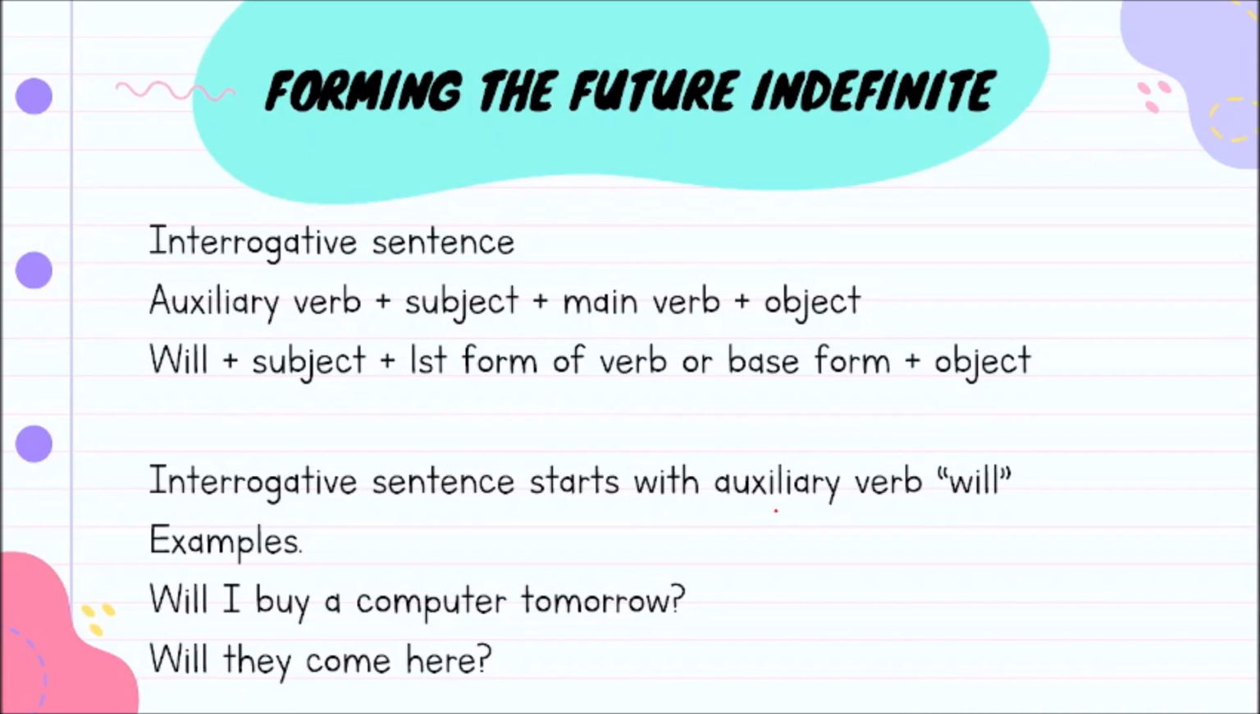And for the interrogative sentence, we have the auxiliary verb plus the subject plus the main verb plus the object. Or will plus subject plus first form of the verb or the base form plus object. An interrogative sentence starts with the auxiliary verb will. Example: will I buy a computer tomorrow? Will they come here?